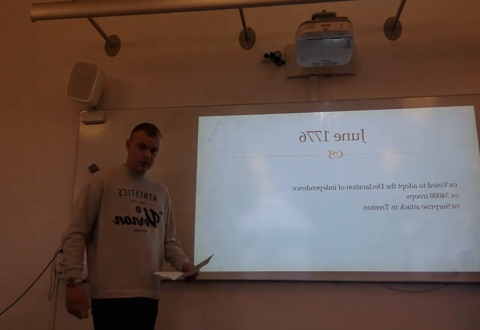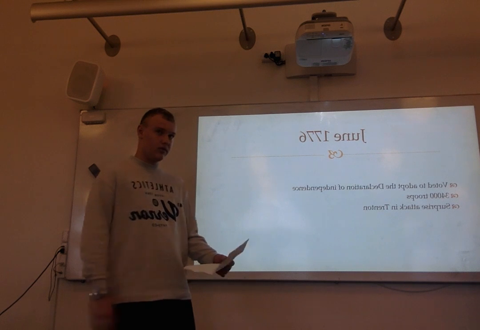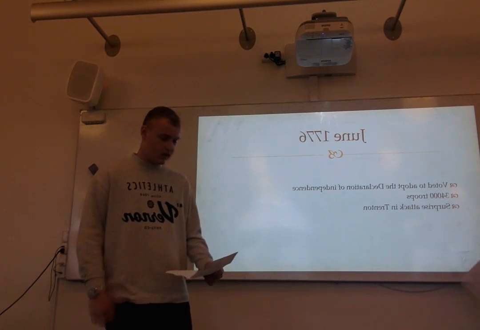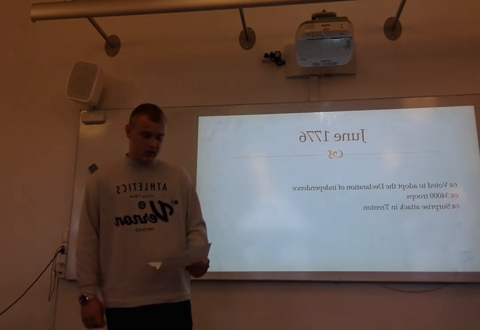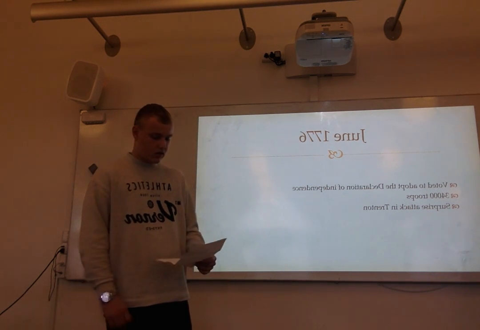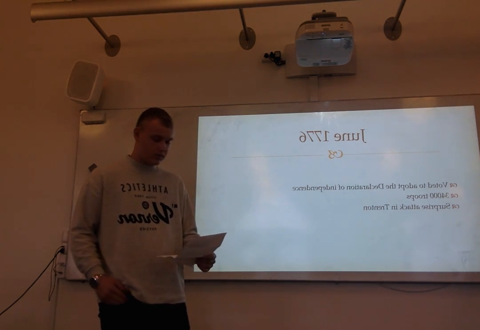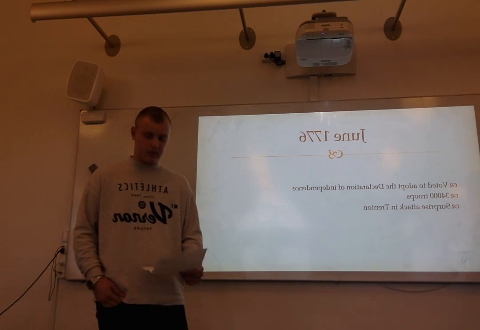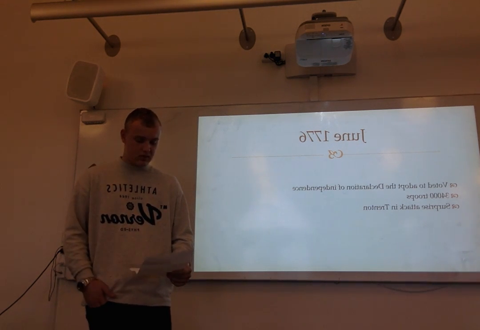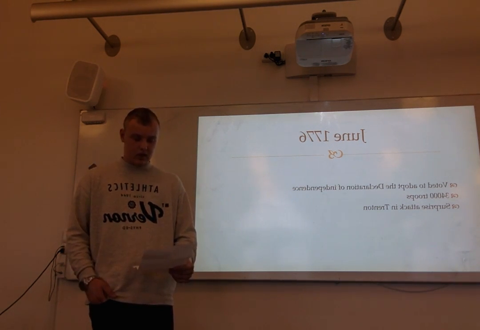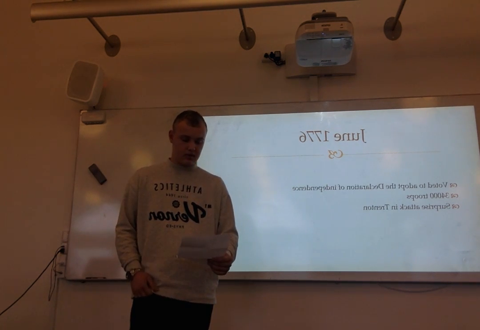Okay, so in June 1776, the Revolutionary War was going hard, and a big part of the colonists had agreed to favor independence from Britain. On the 4th of July, the Continental Congress voted to adopt the Declaration of Independence. It was drafted by a five-man committee. Among them were Franklin and John Adams, but most of it was written by Jefferson.